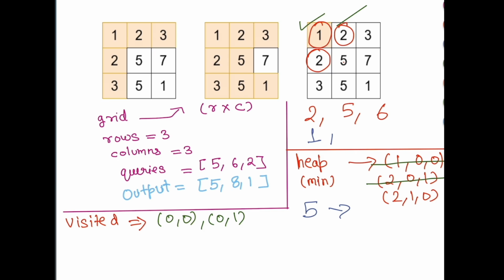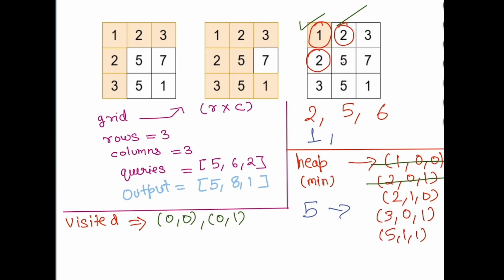And also we need to add the neighbors of this particular cell. So what are the neighbors? The neighbors are 3 and 5, right? We don't need to add this and this because this is visited and this is out of the grid. So the new data in our heap is going to be 3 comma 0 comma 1. All right, and also 5 comma 1 comma 1. This 5 we also need to add because that is the neighbor of 2.